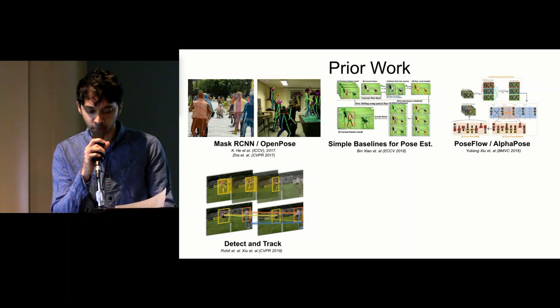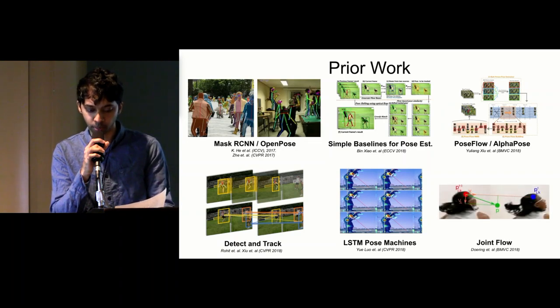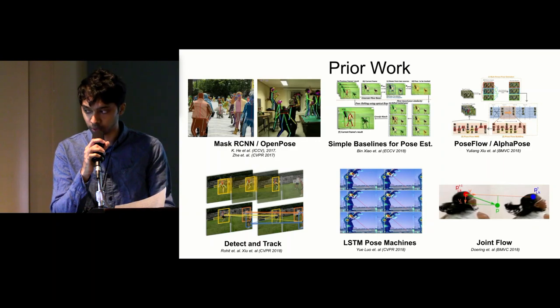Detect and Track propose some interesting work on regressing tubes of bounding boxes over subjects. And on the other spectrum, LSTM Pose Machines demonstrated the computational benefits of recurrence, albeit for a single person, while Joint Flow demonstrated prediction of flow fields across key points, albeit not in real time.